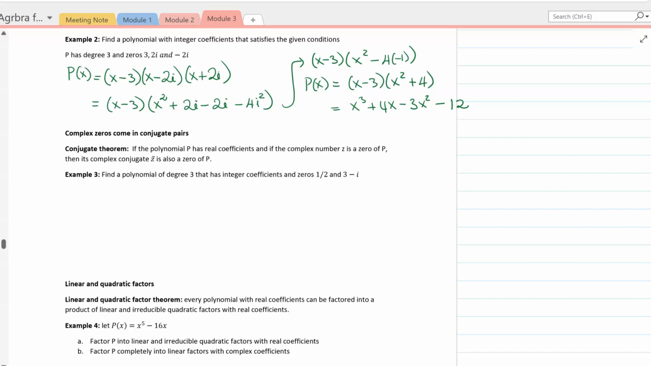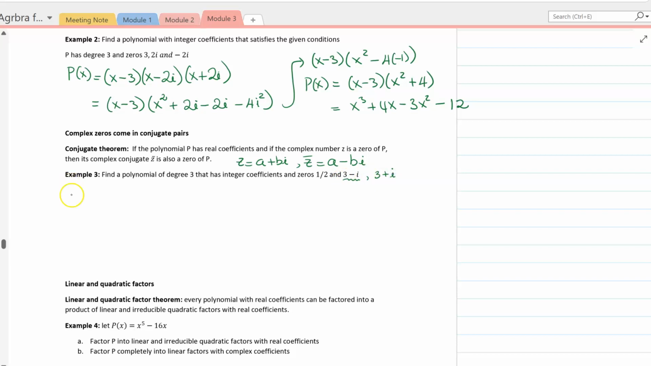So z is of the form a plus bi. Then z bar is of the form a minus bi, and is also a 0 of p of x. We want to find a polynomial of degree 3 that has integer coefficients with zeros at negative 1/2 and 3 minus i. So this means this is z. So then we also have another solution at 3 plus i.